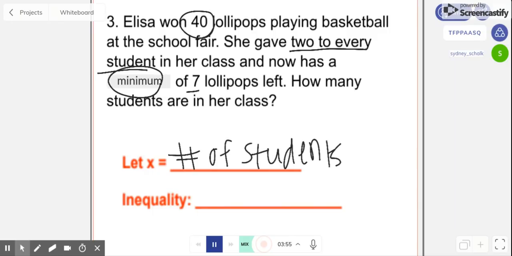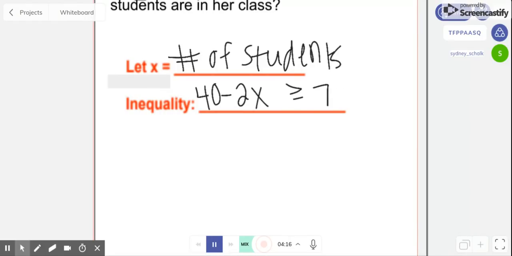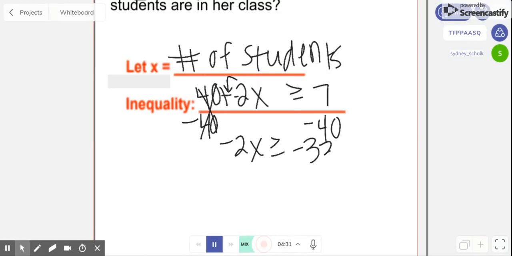And when we're writing out our inequality, we need to look back and think, okay, minimum means that she has to have 7 or more, so greater than or equal to 7. On the left side, she started with 40, but she gave 2 to every student away. She's subtracting out 2x, 2 each. And then when we go to solve this, the first step is to subtract 40 from both sides. On the left, we're left with our negative 2x. We can't forget about that sign that's in front. It's like plus a negative. And we have greater than or equal to negative 33.